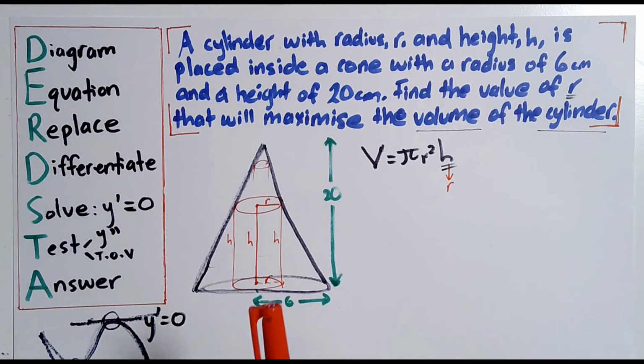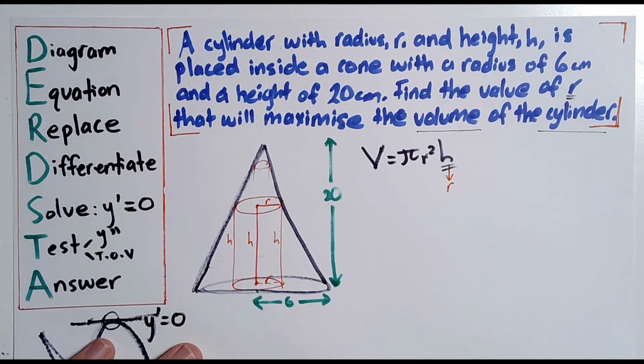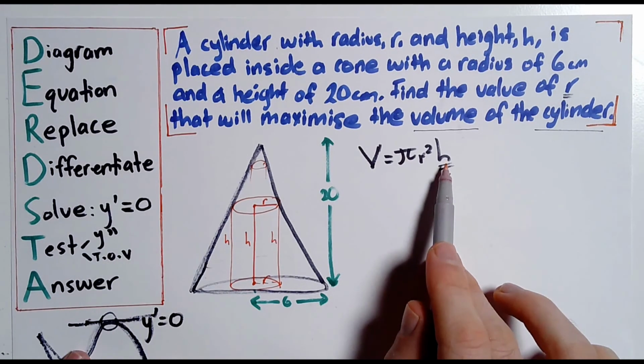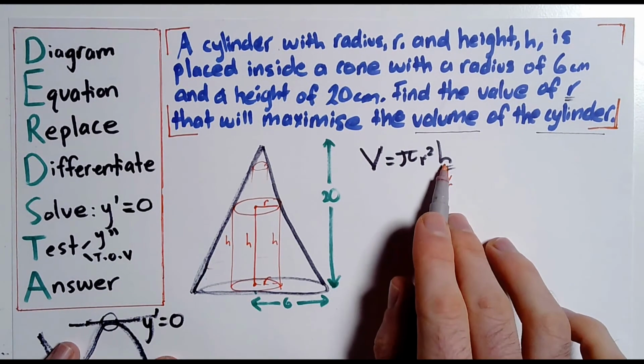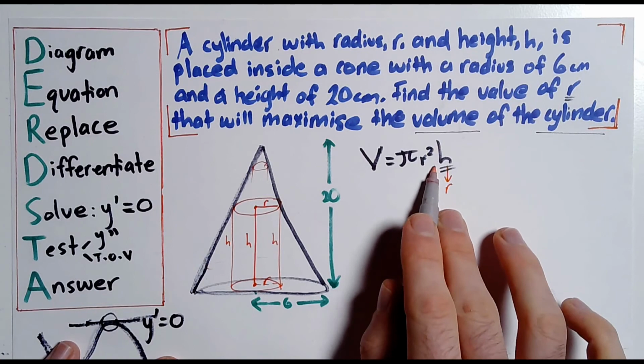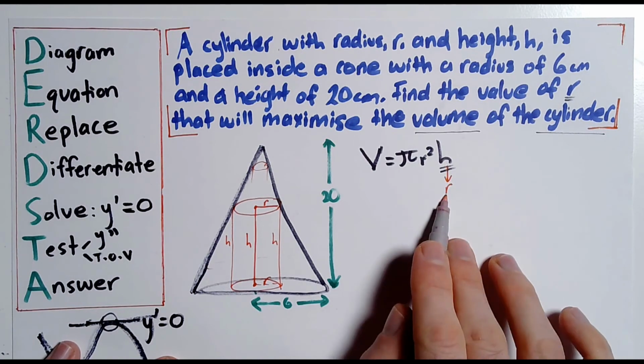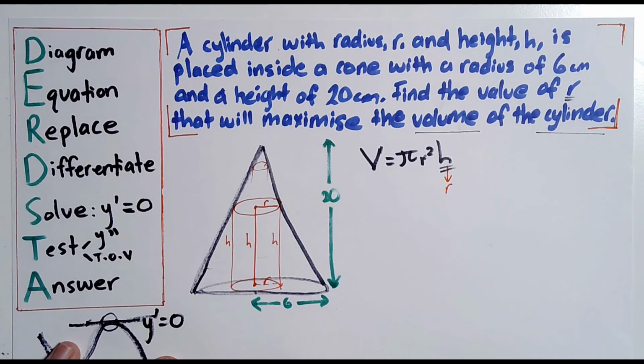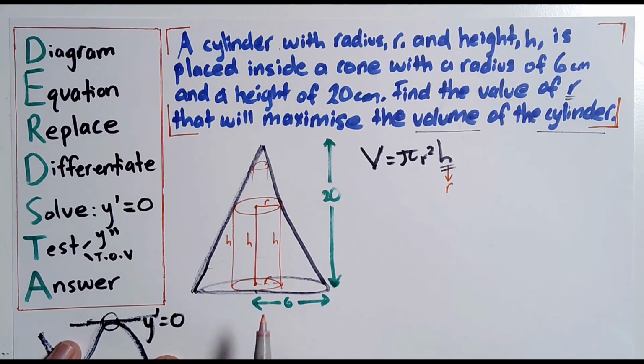How are we going to do that? We have to look back at our diagram to do this replace step. Okay, this is the hardest part of any max-min problem. This is the hardest part. It's to find what should go there. What should replace h? We need something that is still the same as the height, but doesn't actually have the letter h in it. We want to have the letter r in it because that's the thing we are going to differentiate.